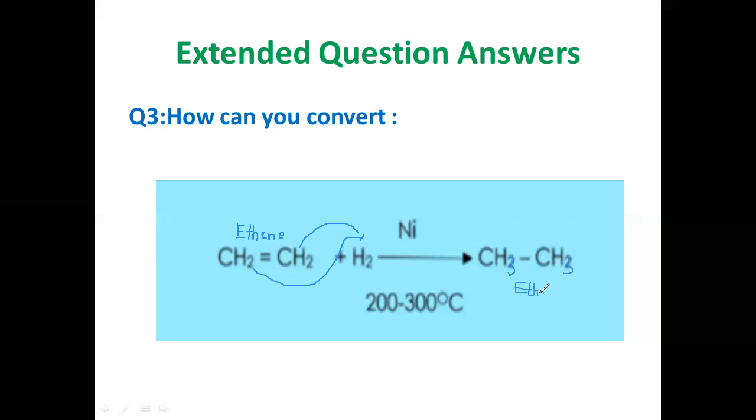So single covalent bond is present in saturated hydrocarbon, and which alkane is over here? That is two carbon containing alkane. So this is ethane. Ethene is converted into ethane by hydrogenation of ethene in the presence of nickel catalyst, and at a high temperature, that is 200 to 300 degree centigrade. High temperature is compulsory. At high temperature, this conversion will take place.